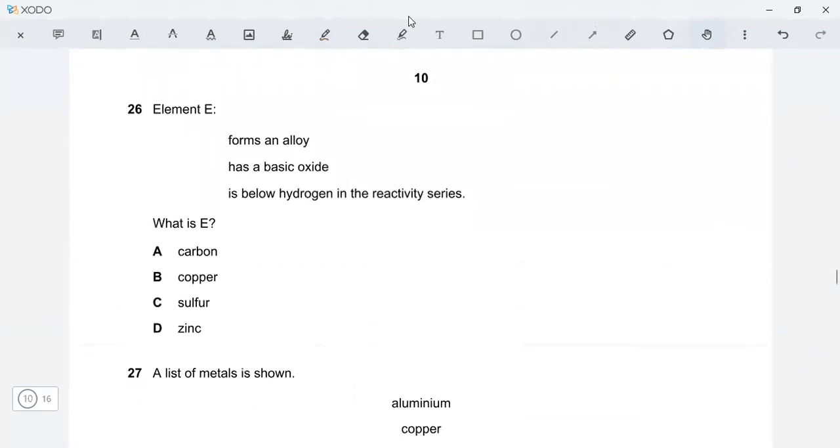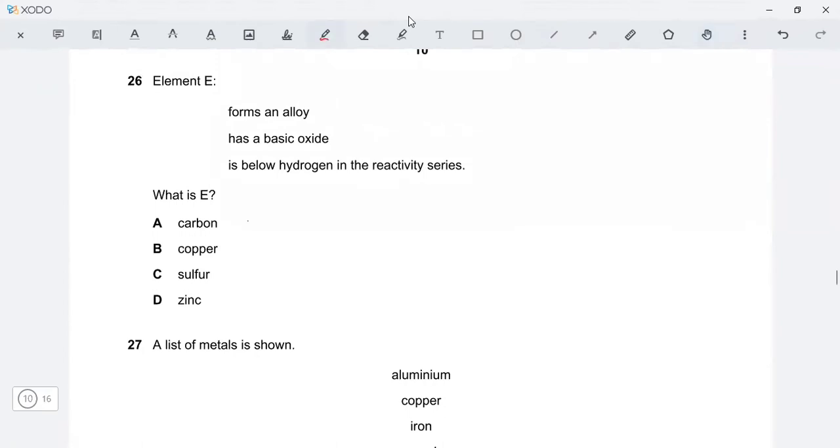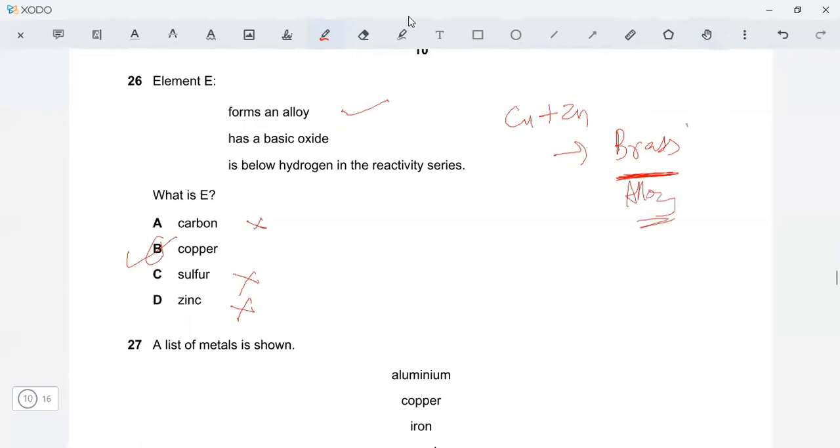26. Element E forms an alloy, has a basic oxide, and is below hydrogen in the reactivity series. So it's not carbon, it's not sulfur, it's not zinc, it's going to be copper. But copper forms an alloy, like which alloy can it form? If you add copper plus zinc, you get brass, right? When you add copper and zinc metals, this mixture of metals gives this alloy. This alloy's name is brass.